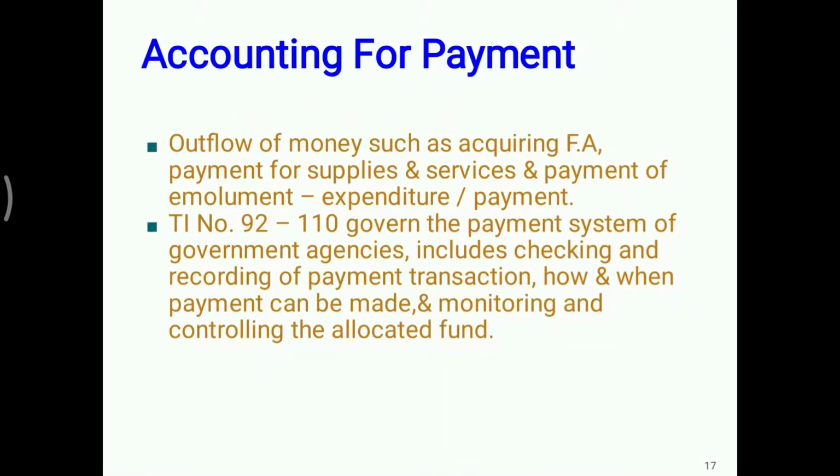Accounting for payment. Treasury Instructions number 92 to 110 govern the payment system of government agencies, which includes how and when to record a payment as well as the monitoring and controlling of the allocated funds. Any outflow of money is considered as an expenditure or payment to the government. An expenditure or payment from a public sector perspective includes the payment for acquiring fixed assets, payment for supplies and services, and payment of emolument.